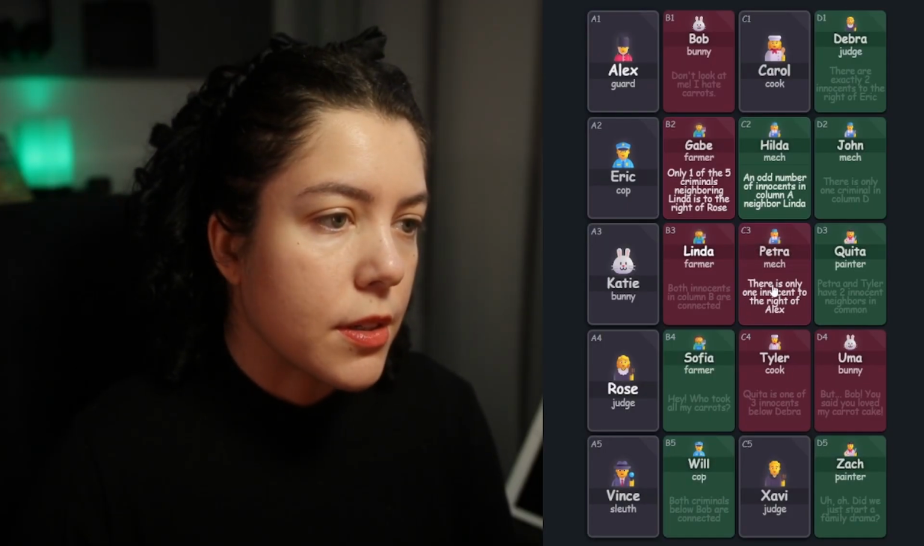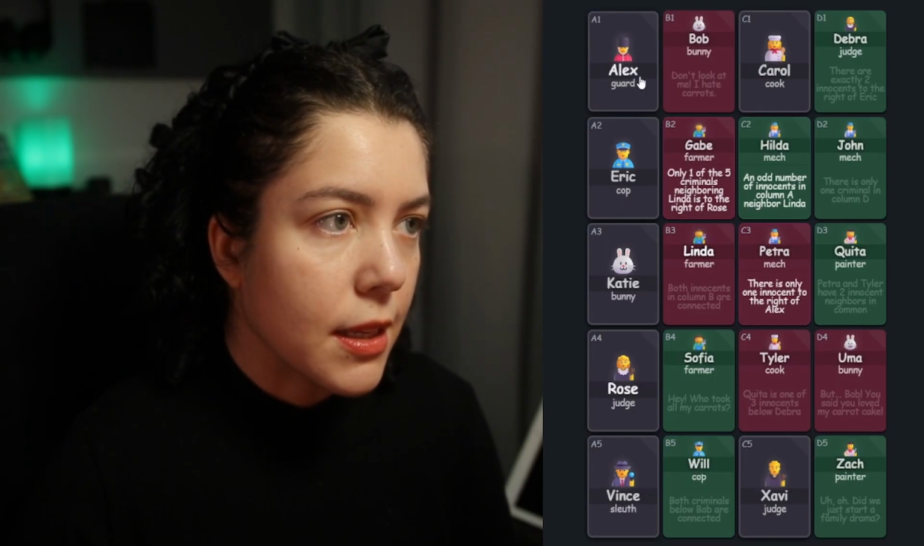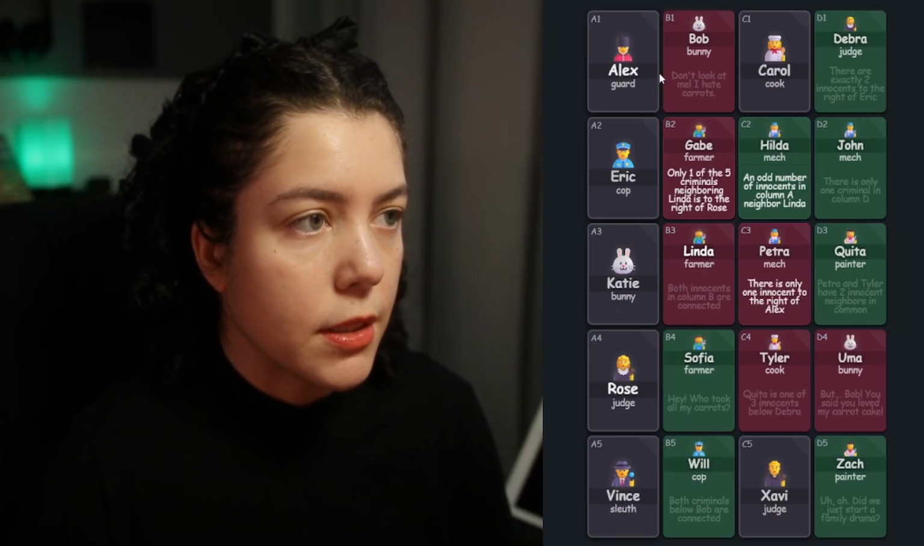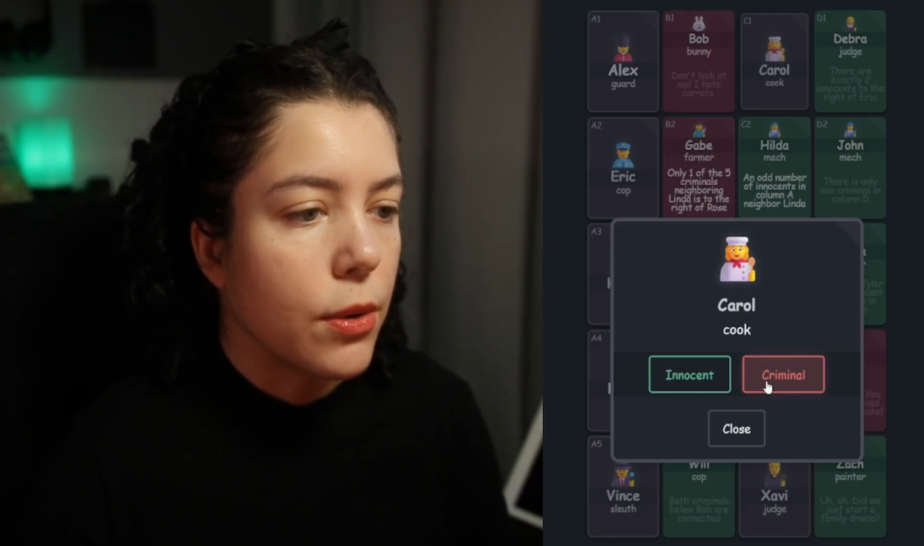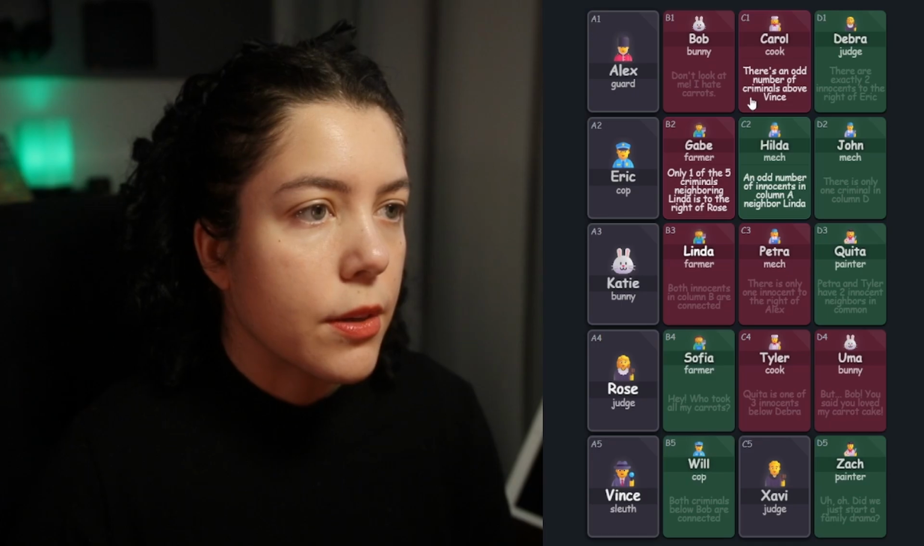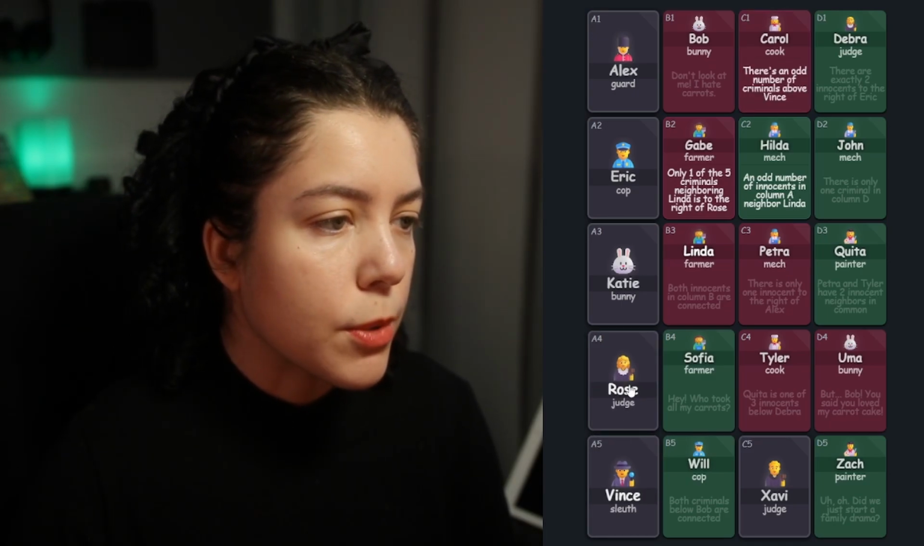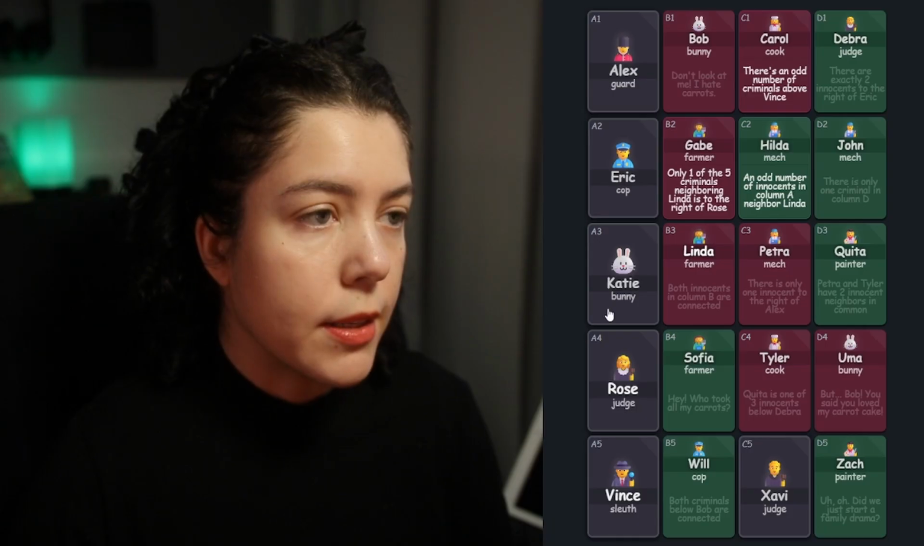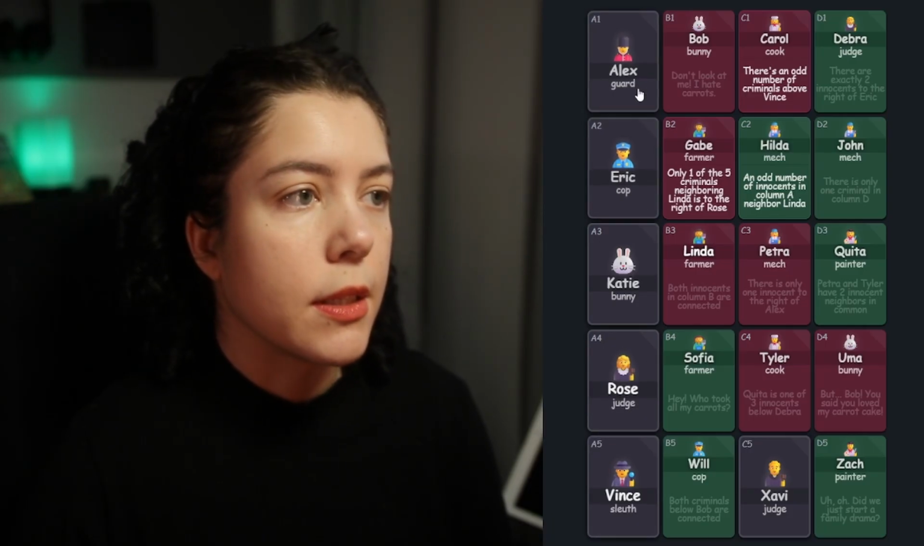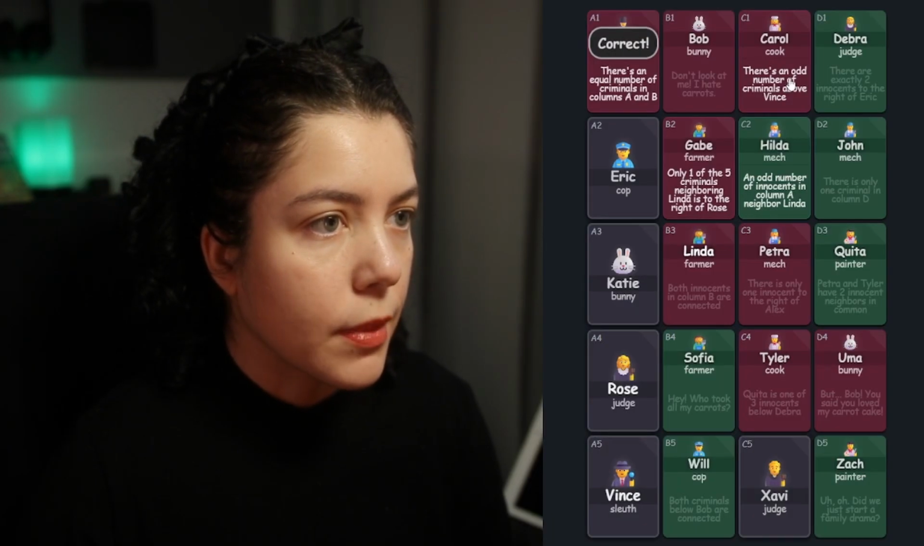Now Petra says there's only 1 innocent to the right of Alex, and that person is Deborah, who is an innocent to the right of Alex, so that makes Carol a criminal. Now Carol says there's an odd number of criminals above Vince. So we have 2 criminals above Vince, the neighbor Linda, right? That's not an odd number. We need a third one. That has to be Alex.